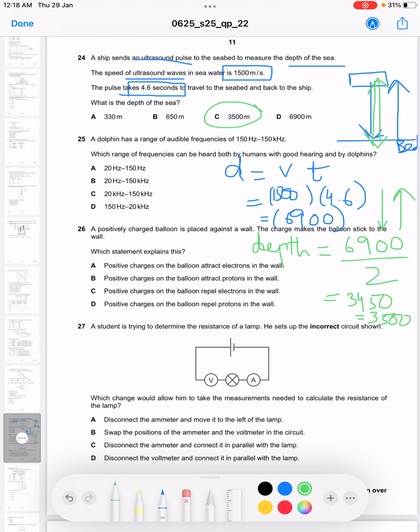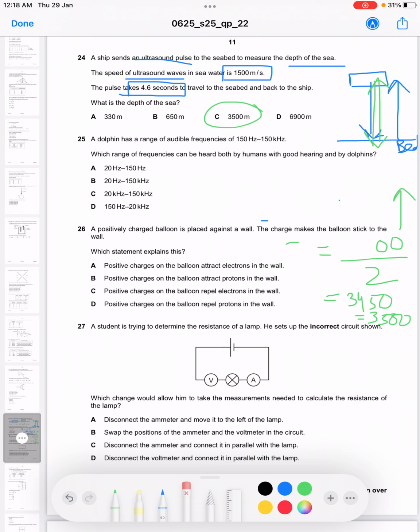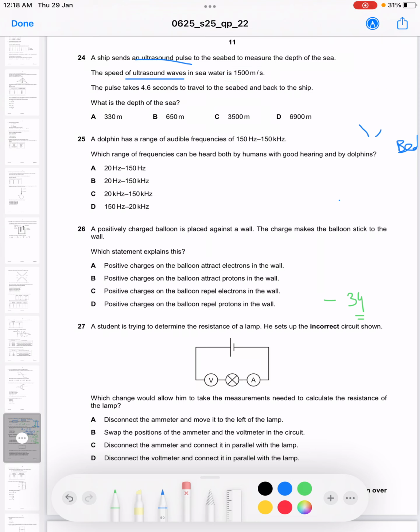Now come to question number 25. Let me make some space and then we will solve it. Read the question meanwhile. Let's read it. A dolphin has a range of audible frequencies of 150 Hz to 150 kilohertz, right? So the dolphin range is 150 Hz to 150 kilohertz, I think I should write it.